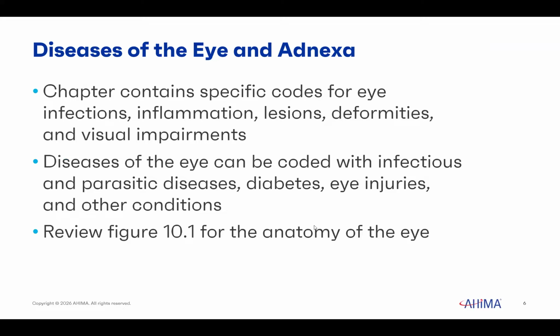Other codes include codes for eye infections, inflammation, lesions, deformities, and other visual impairments. These can be coded with other conditions like diabetes and injuries. And you may want to review figure 10.1 for the anatomy of the eye that's in your textbook.